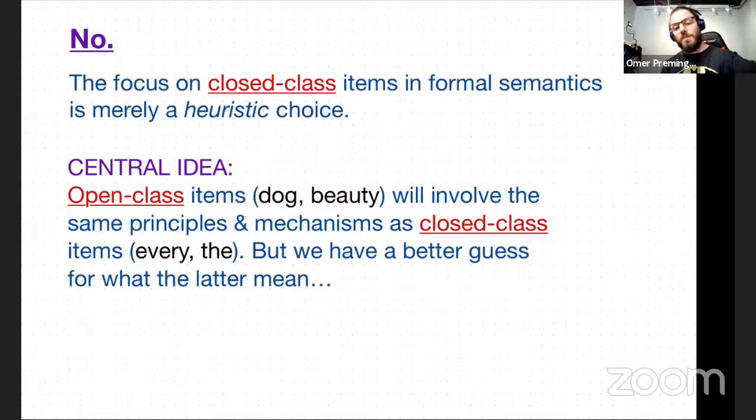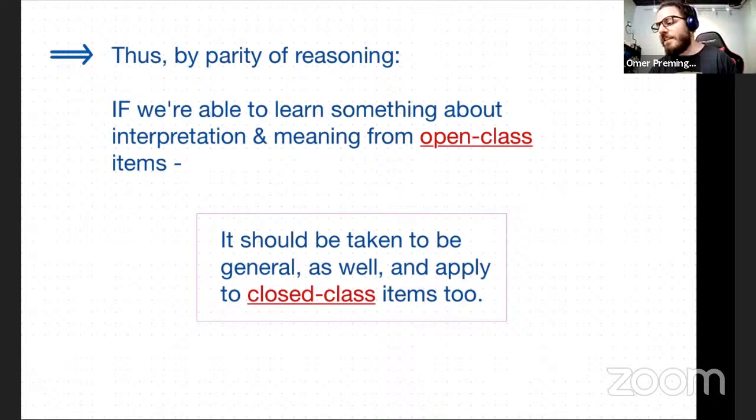Even if you think it's within the grasp of scientific inquiry to find out one day what beauty means, and some people deny that it is, it's clearly a more complicated task probably than finding the individual meaning of every. So this is the guess, but it's a heuristic choice. It's a choice of opportunity. So by parity of reasoning, if it turns out that we are able to learn something about the interpretation and meaning of natural language items by looking at open class items, then unless you're methodologically hypocritical, we should take those conclusions to be general as well and apply equally to open class items and closed class items, because the very same methodological principle underlies the normal focus on closed class items.